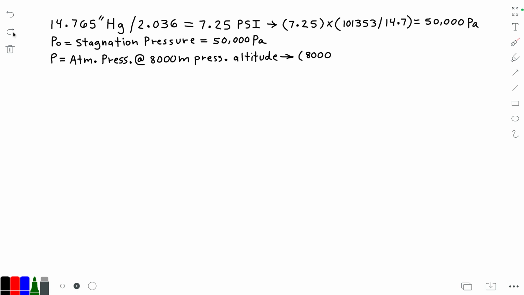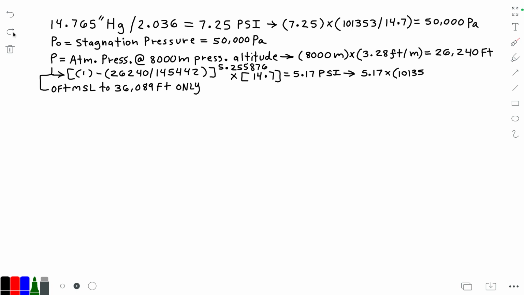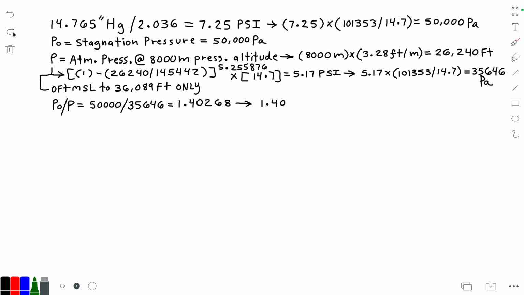Okay, so next we have to compute the atmospheric pressure at 8,000 meters or 8 kilometers above mean sea level. So we can convert that to feet pressure altitude, which is 26,240 feet. And then we can use this equation here to compute the atmospheric pressure in psi between 0 feet mean sea level and 36,089 feet MSL only. And then this computes to 5.17 pounds per square inch atmospheric pressure. We multiply that times 101,353 divided into 14.7. So we compute 35,646 pascals of atmospheric pressure.